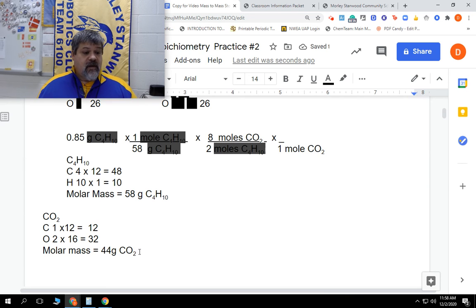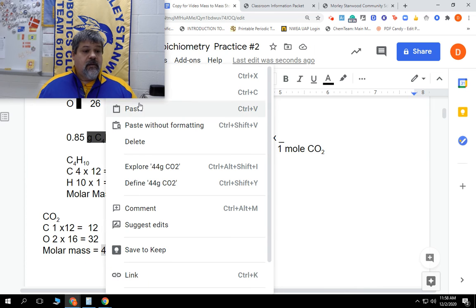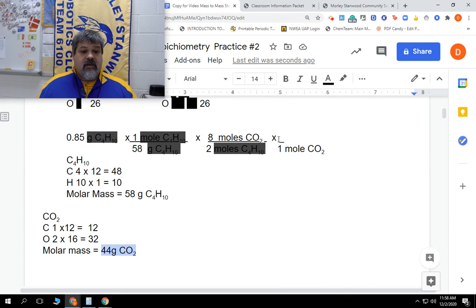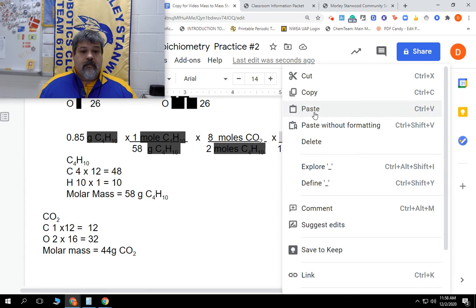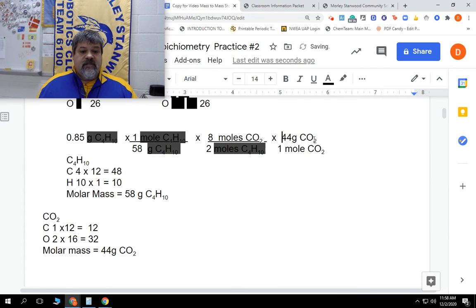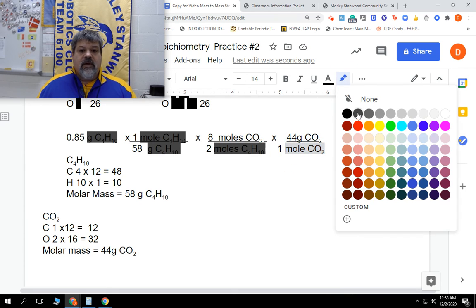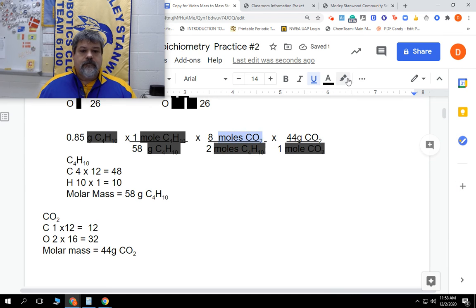Okay, so this is going to go on top. So we're going to copy that, and we're going to place it right here. Okay, so now we have our conversion factor there. We'll underline that. And now I look, I have moles of CO2 here, moles of CO2 there, so I can get rid of those. So we're going to go ahead and get rid of those also. So now I'm left with grams of CO2.